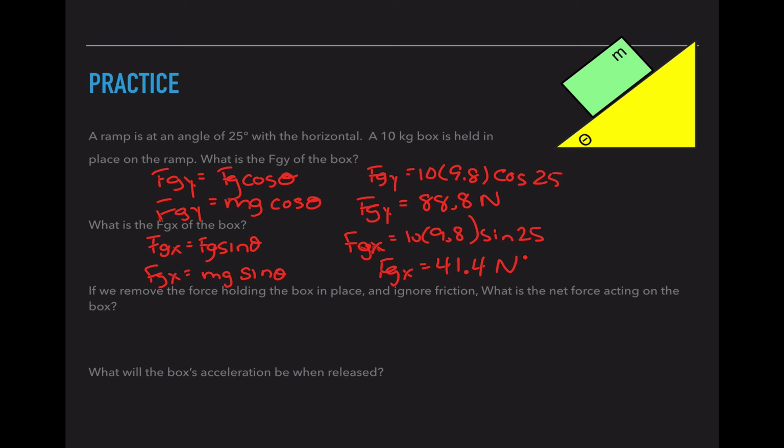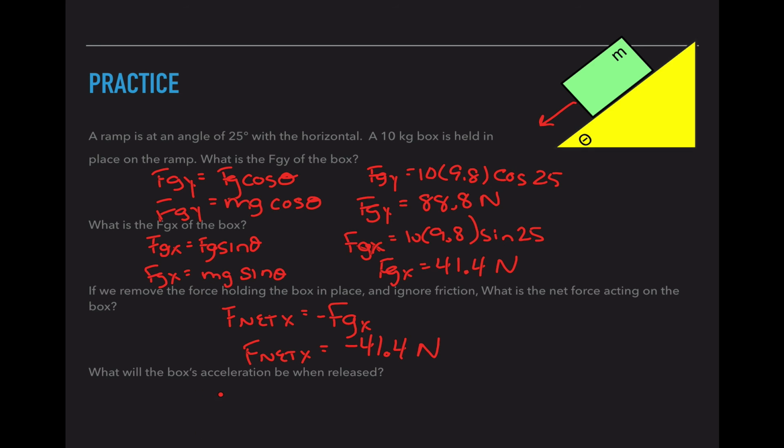If we remove the force holding the box in place and ignore friction, what is the net force acting on the box? F net in the x direction is equal to FGX, which is actually a negative value since it will be sliding down the ramp. So F net in the x direction is negative 41.4 newtons because of the direction of the sliding.